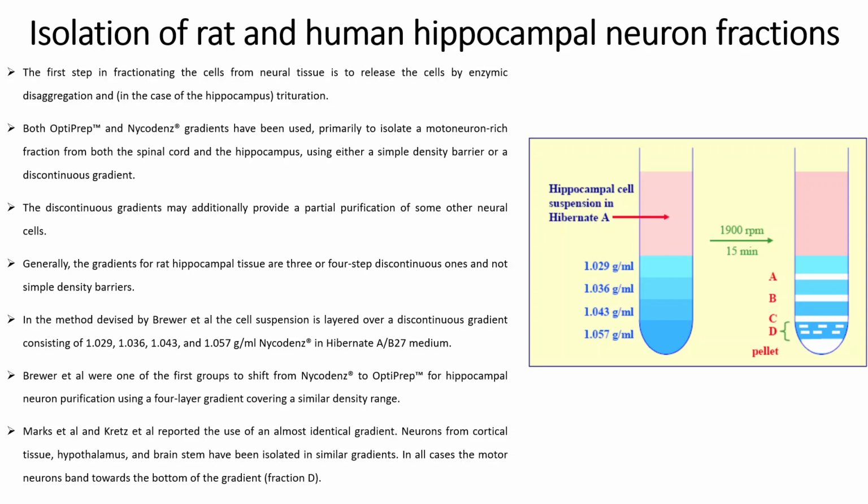Marx et al. and Krebs et al. reported the use of an almost identical gradient. So the neurons from cortical tissue, hypothalamus and brainstem have been isolated in a similar gradient. In all cases, the motor neuron band shifts towards the bottom of the gradient. So with the help of density gradient centrifugation, we obtain the following layers. The motor neuron rich gradient is found towards the bottom, that is in fraction D.